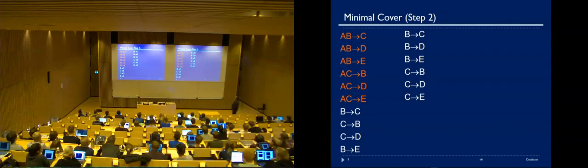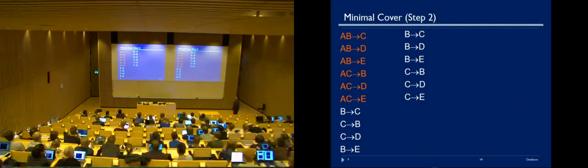The fact that A and B determine C is a redundant thing to say because the left-hand side is too large, you can just say that B determines C. To say that A and B determine D, as we just decided, can also be simplified because B determines D. To say that those two determine E is, again, too much because you are already saying that B determines E alone.